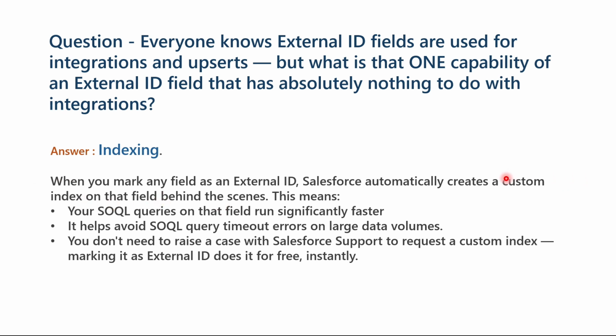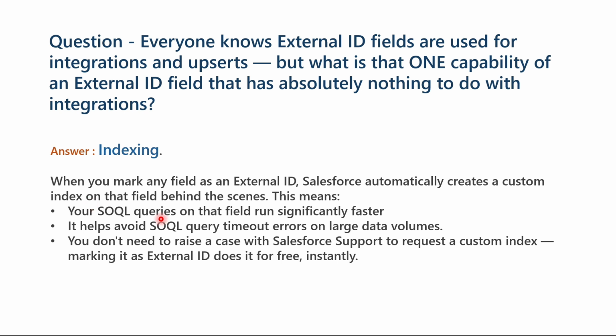So you know custom index on field, what it means? Wherever you have index on the field, that field is more powerful than any other field. So if you don't know what indexing is, read more about it. So the important thing is, when you mark any field as an external ID, it gets an index automatically. It becomes a custom index automatically.